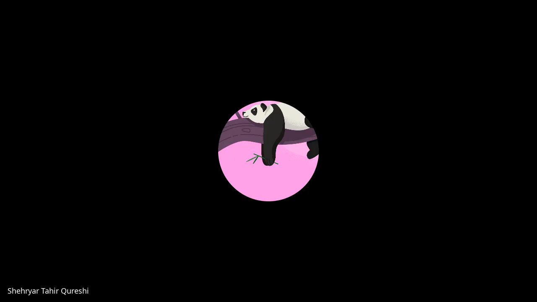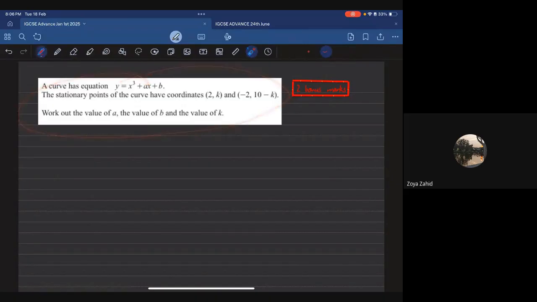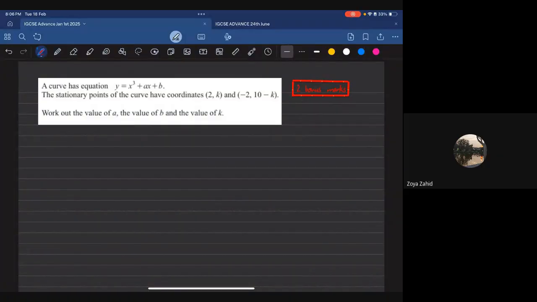Let me take out the question in particular. All right. So this is the question that we want to solve. A curve has equation y is equal to x cubed plus ax plus b. The stationary points of the curve have coordinates (2, k) and (-2, 10 minus k). Work out the value of a, the value of b, and the value of k.